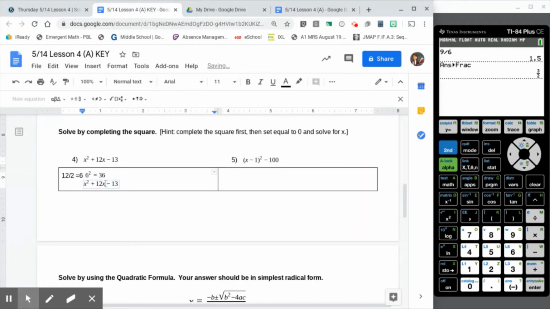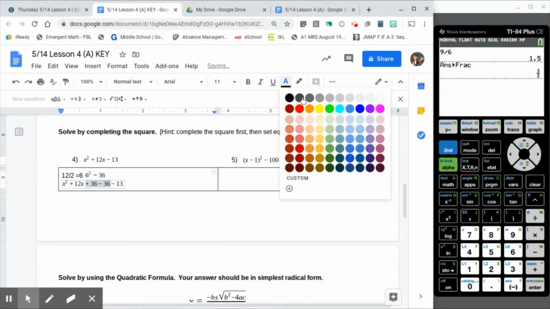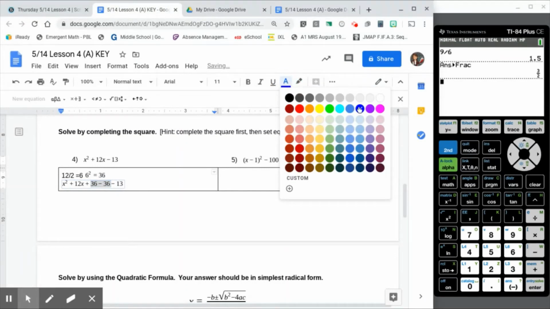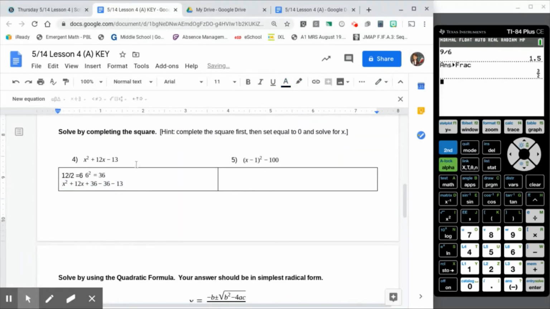So I'm going to add, let's actually bring this back. Okay, so I'm going to add it right in between the B and the C values. So if we add 36 to the equation, we also have to subtract 36. Okay, so these are my two new pieces. I'll actually change the color so we can clearly see that that's how we are manipulating the equation here. We added 36 and we subtracted 36.